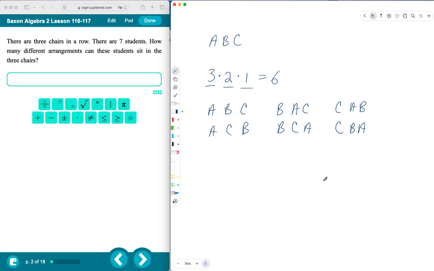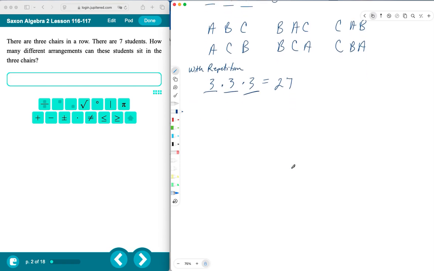What if I let myself repeat the letters? Then that means I could have any 3 of those letters in the first seat or the first position, any 3 of those letters in the second position, and any 3 of those letters in the third position. So this is with repetition. Okay, so 3 times 3 times 3 would equal 27. So we can illustrate those.